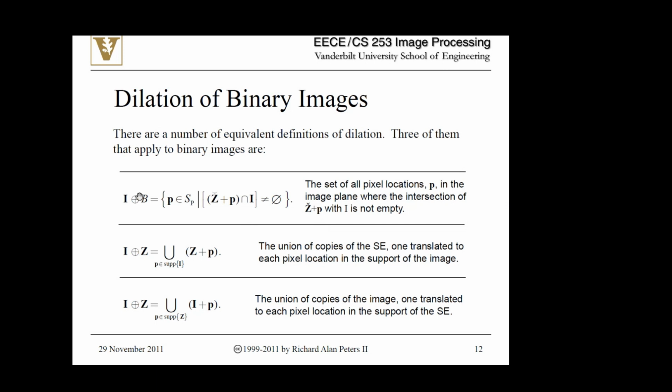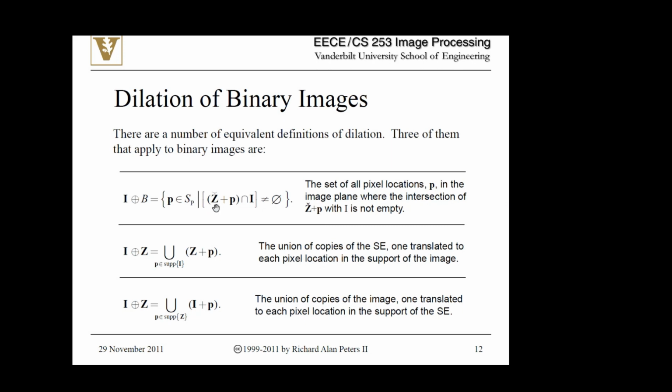Dilation is an operator, and we will define this operator in this way. I dilated by B is all the points in the support of the image, in the plane of the image, such that B plus the kernel reflected, intersected with the image, is different from the null set, the empty set.